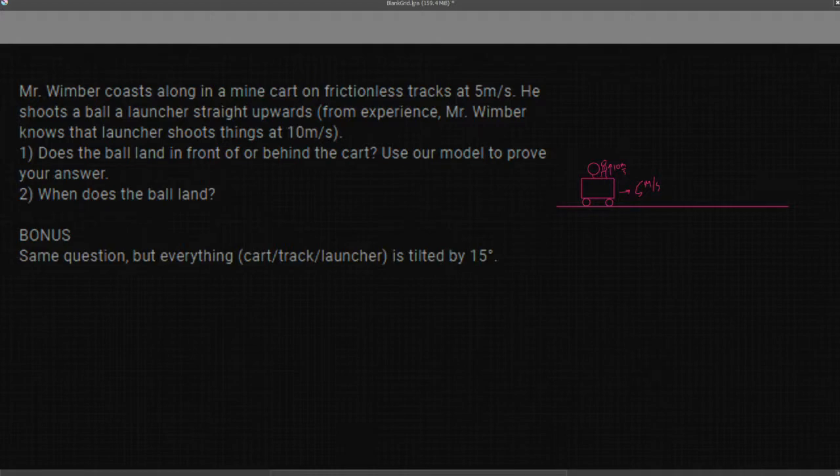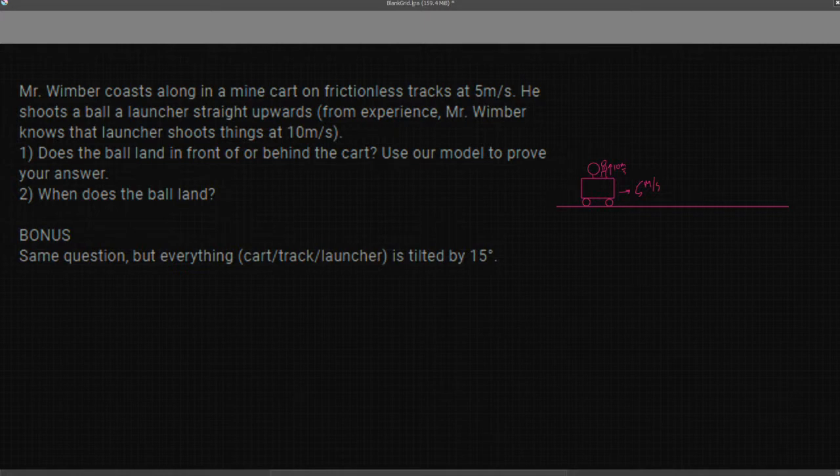Good morning. I'm going to be going over this minecart launcher program problem. It's kind of a classic physics problem, and it's one that I think some students sort of understood was happening, and others sort of couldn't quite figure it out. So here's what's going on.